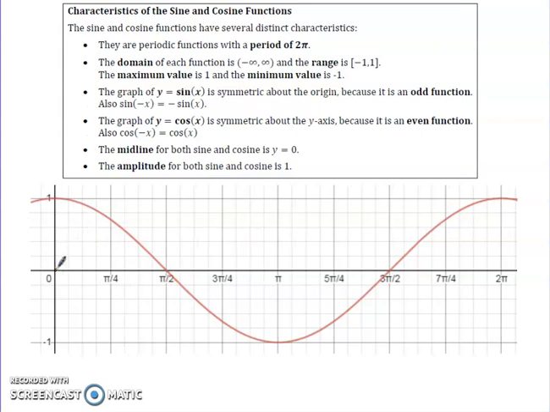The amplitude is what we refer to for the distance from that midline to the peak or the valley of your graph. So the amplitude for sine and cosine with no other transformations is just 1. It is 1 unit from the midline to the peak and 1 unit from your midline to your valleys.